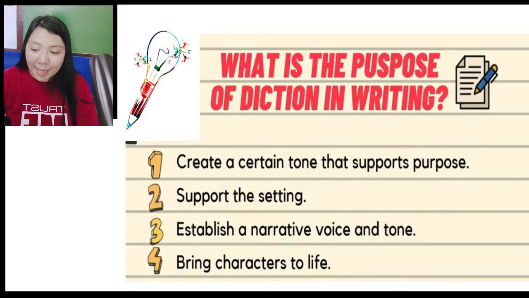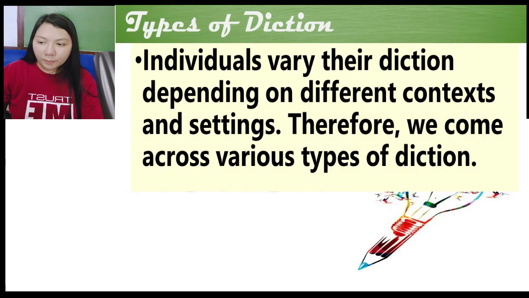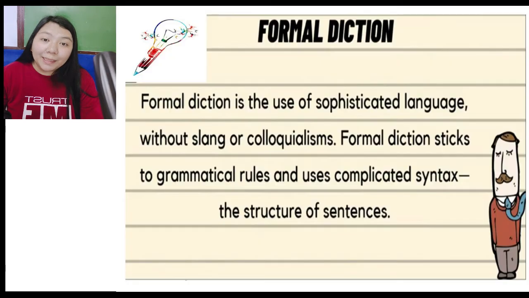What else? It establishes a narrative voice or tone. It also establishes the emotion of the story. The choice of words can help you strengthen the emotion of the story. And lastly, it brings characters to life. So there are types of diction. Number one is formal diction.